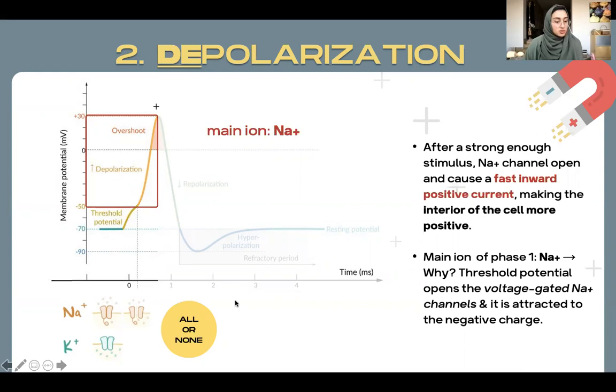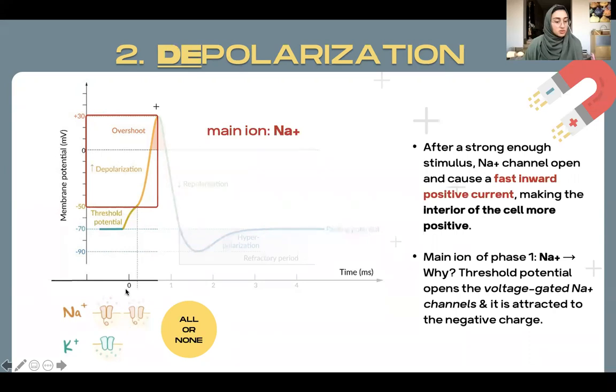So what happens here is the opening of the voltage gated sodium channels. Remember, voltage gated means it needs a specific amount of voltage. You need a more positive membrane potential, then it's going to open. So now we're in this phase, and what happens is you're depolarizing the cell. We already talked about how that means to remove polarity, or you're making the inside more positive. So you have the opening of the voltage gated sodium channels right here.